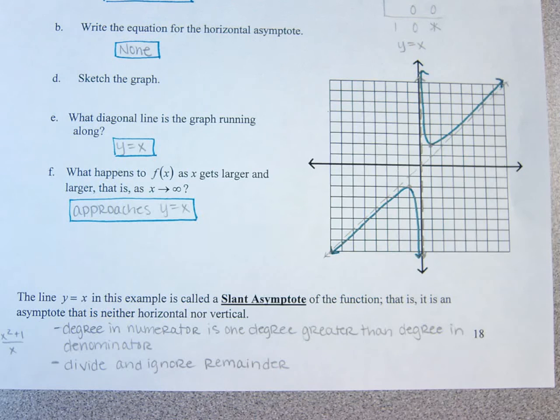So it's neither horizontal nor vertical. It doesn't classify as either one of those. It is a slant asymptote. So what this means is the degree in the numerator of the function is exactly 1 degree greater than the degree in the denominator.